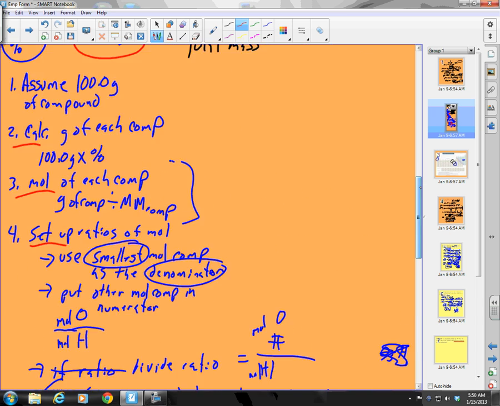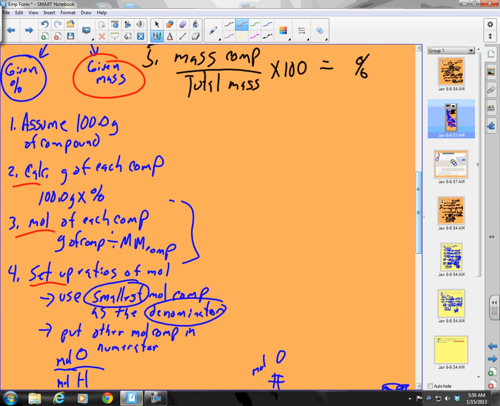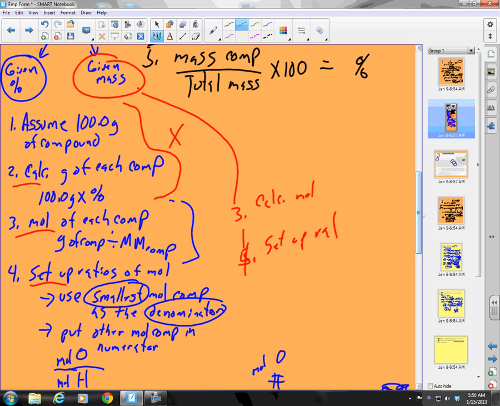Now, what happens if they give us mass? Well, really, if they give us mass, it's easier because we don't have to do steps 1 and 2. Those no longer have to be done. If they give us mass, we go right to step 3, and we do 3 through 5, or 3 through 4, and that is all there is to it. Once we are given mass, we calculate moles, and then we set up our ratios. That's all there is to it. So let us jump into that. Here we go.